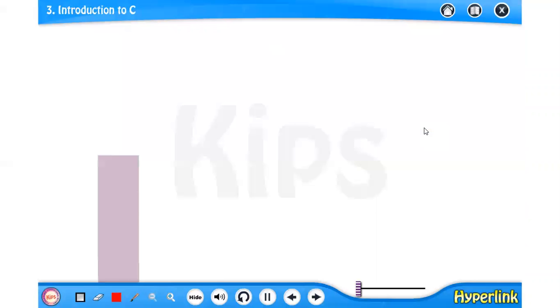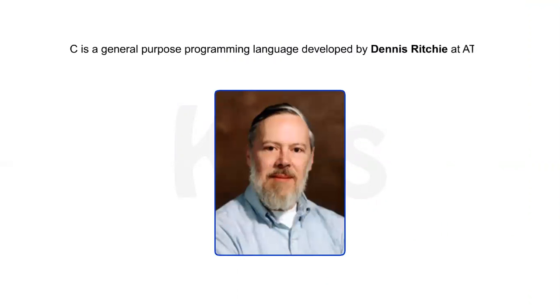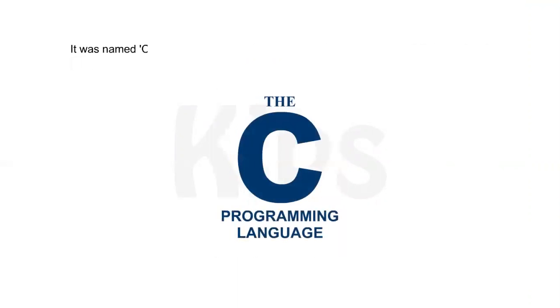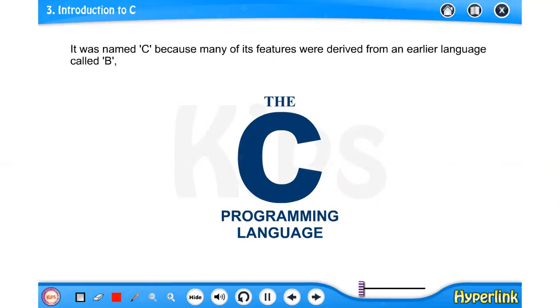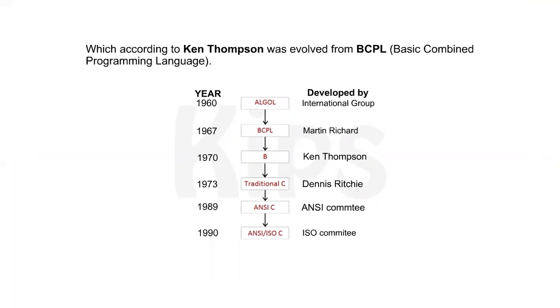Hello students, today we will learn about Introduction to C. C is a general purpose programming language developed in the USA in 1972. It was named C because many of its features were derived from an earlier language called B, which according to Ken Thompson was evolved from BCPL, Basic Combined Programming Language.